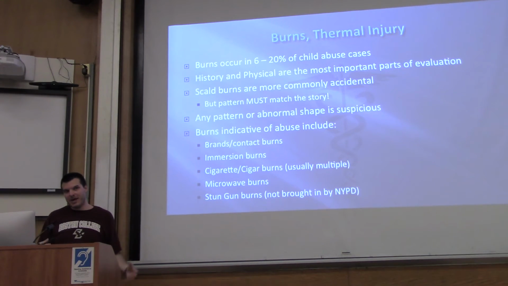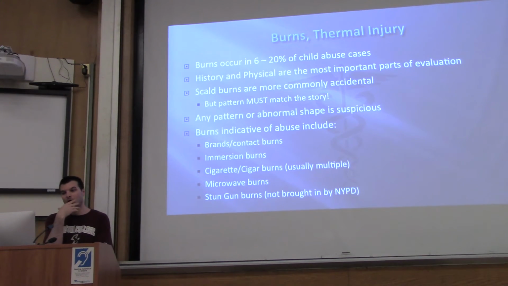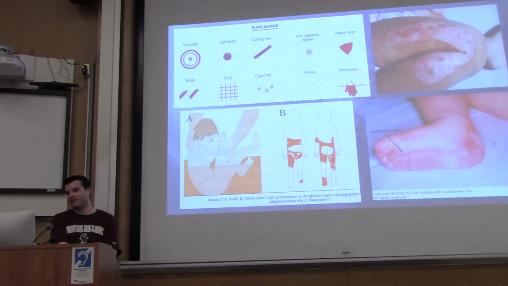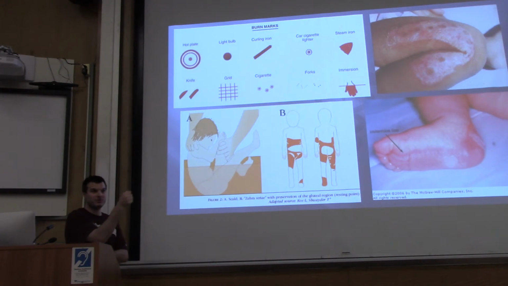Cigar burns, pattern burns, stun guns that aren't brought in by the cops, any brands or contact burns where some flesh was put against a burning device, or immersion burns. I have pictures of that, unfortunately. So any patterns. Top right is a clothes iron. So the bottom right is an immersion burn. They put the bottom of the feet in hot water.